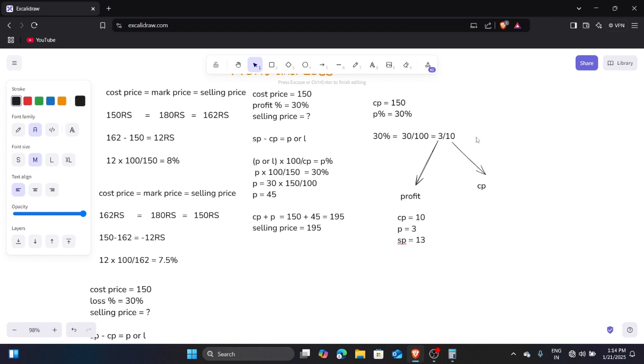Okay, in this fraction manner. Now what is this? You have to think this. Our CP is 10, but the real CP is 150. It means 10 is pointing to 150. It means if the 10 unit value is 150, then what is the value of 1 unit?